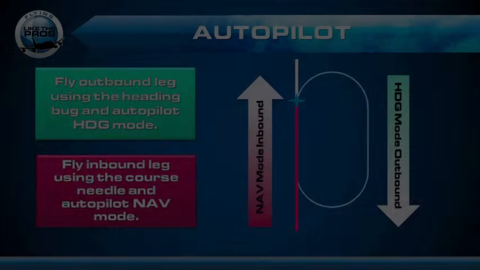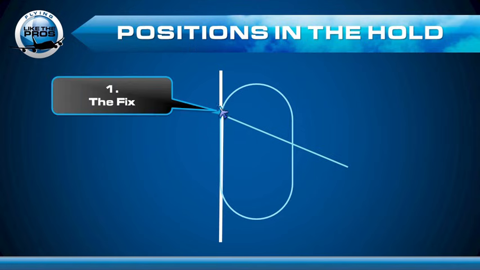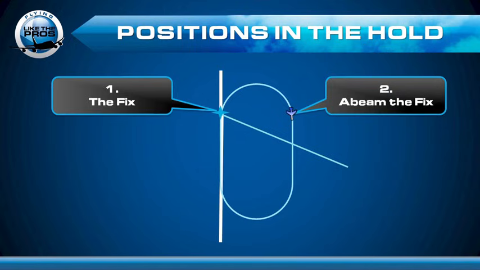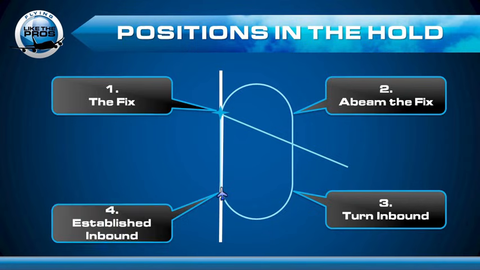So let's look at what some airlines refer to as the positions in the hold. Position 1 is going to be the fix. Position 2 is when we're abeam the fix. Position 3 is the end of the outbound leg where we turn inbound. And position 4 is when we're established inbound on the holding leg.